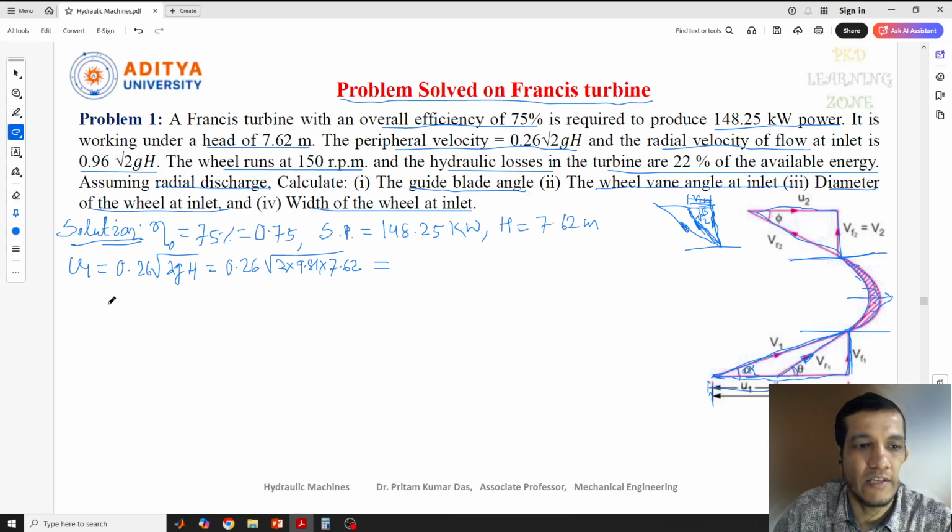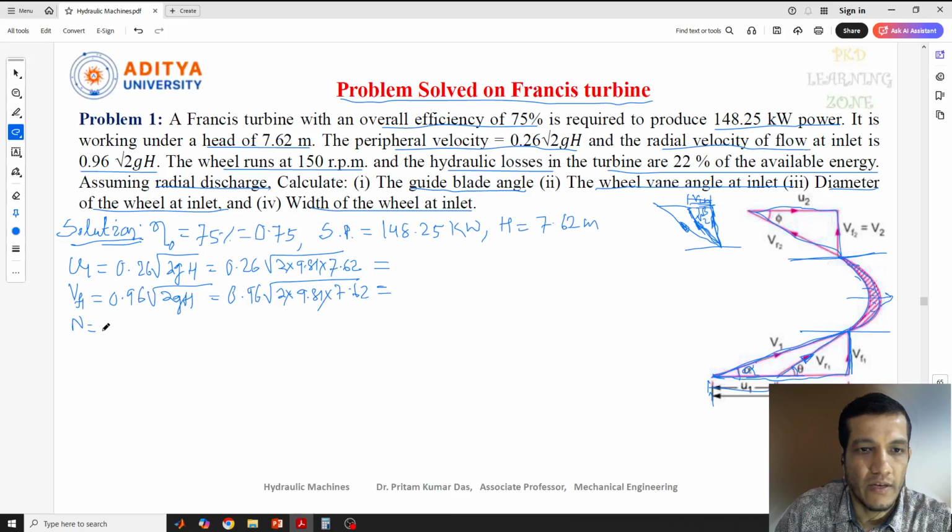Similarly, the flow velocity at the inlet condition is given, that is Vf1, equal to 0.96 root over 2gh also. Same thing, we can calculate this by putting the values of g and h. Similarly, the next data given is the speed. The wheel runs at a speed of 150 rpm.